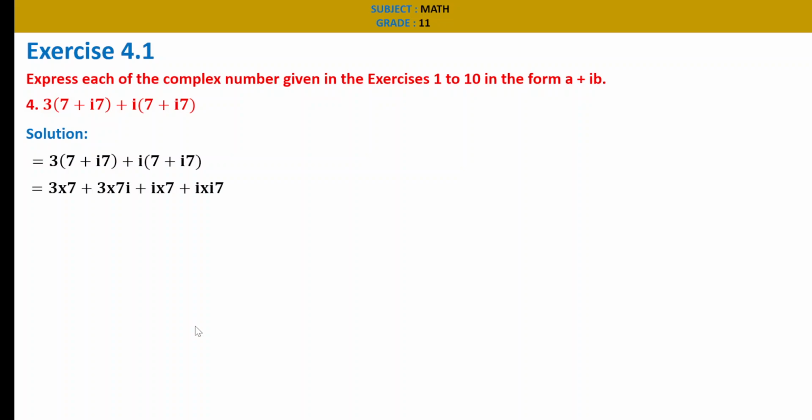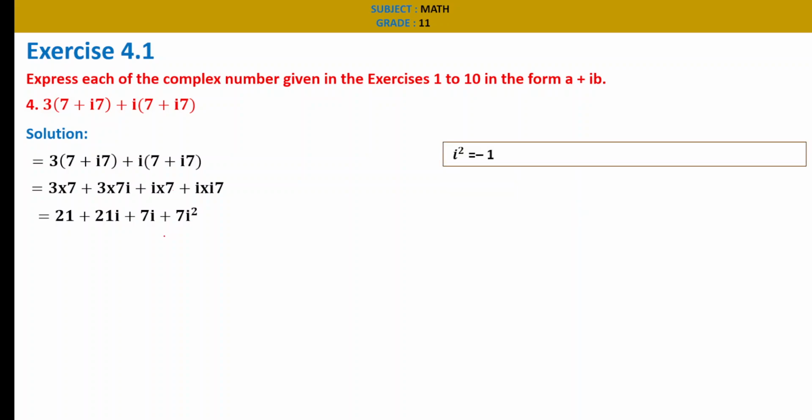So first let us multiply the 3 with the two numbers. 3 into 7, again 3 into i7, plus i into 7, i into i7. Here 3 7s are 21, 3 7s are 21i. Again 7 into i is 7i, and here i into i is i square, so 7i square. But we know i square is minus 1. So let us substitute i square as minus 1 here. So 21 plus 21i plus 7i, 7 into minus 1.